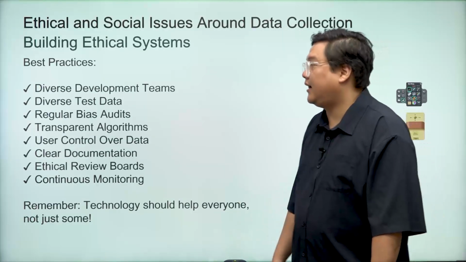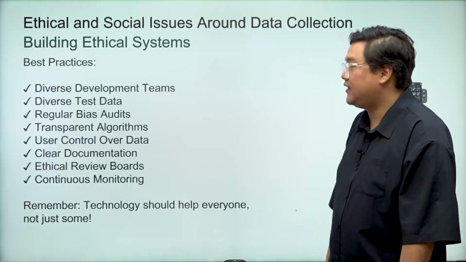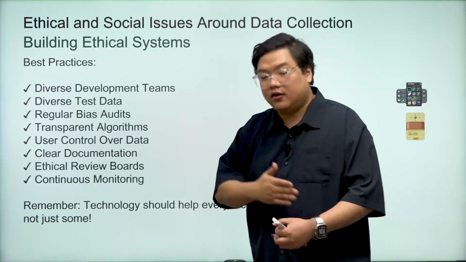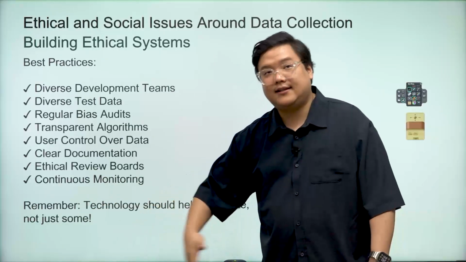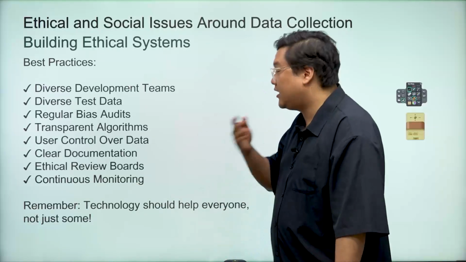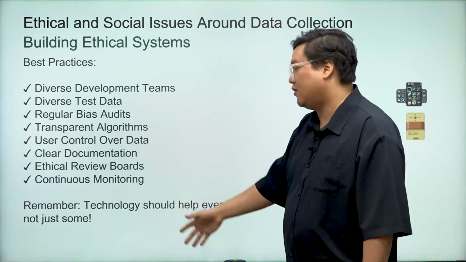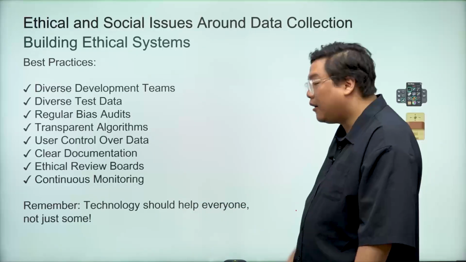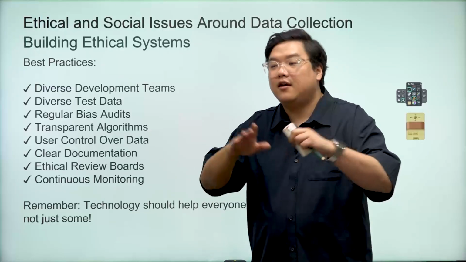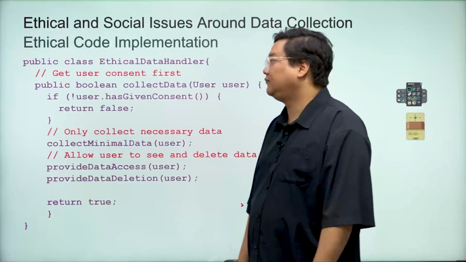The best practice is to have diverse development teams, diverse test data, and regular bias audits, meaning you check your data set to see if it contains any biases. Also transparent algorithms, user control over data, and so on. Remember, technology should help everyone, not just some of the people. That's the principle we should be aiming for.